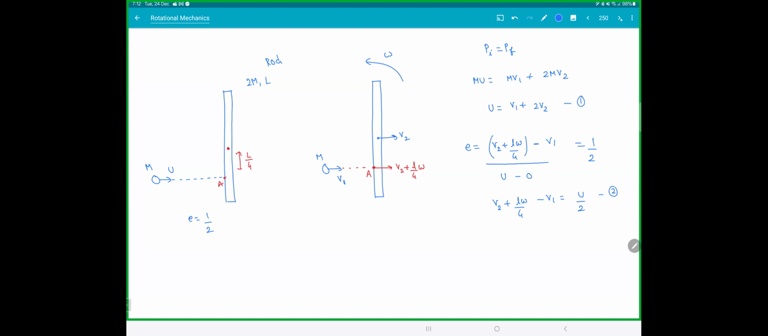That's your equation 2. Next thing, I will take angular momentum about A as constant. L initial is equal to L final. Initially the ball is 0, the rod is 0. Finally the ball is 0, and the rod will have angular momentum of center of mass, mV2 L by 4 along minus k cap, plus I_CM omega, mL squared by 12 omega, along plus k cap. This will give you V2 is equal to omega L by 3. This is your equation 3.